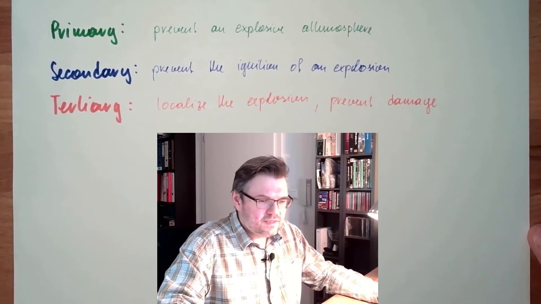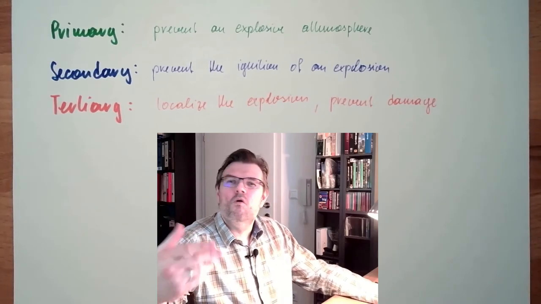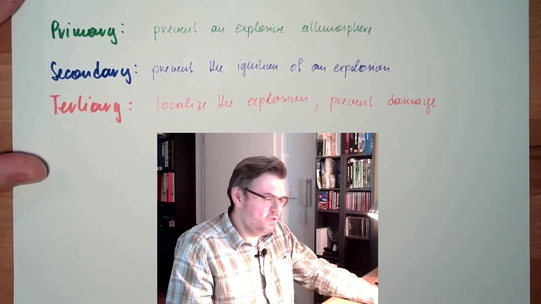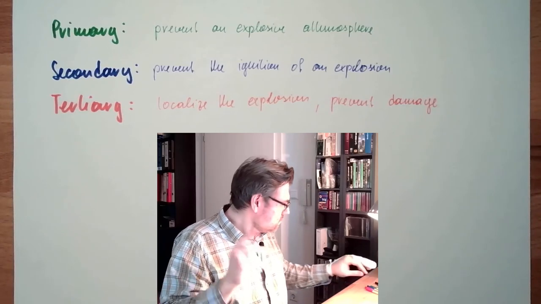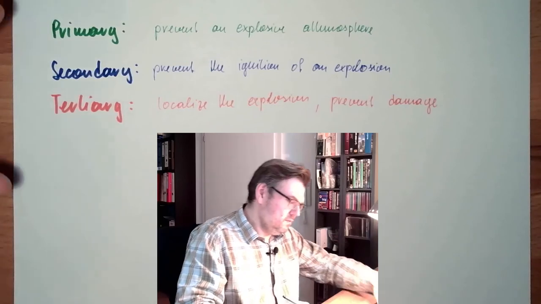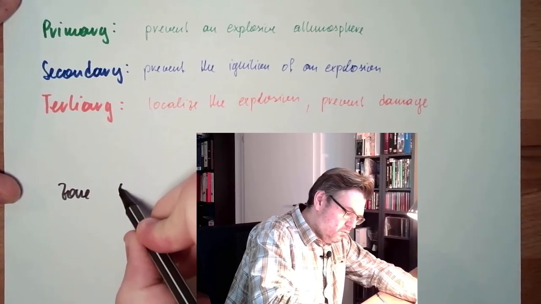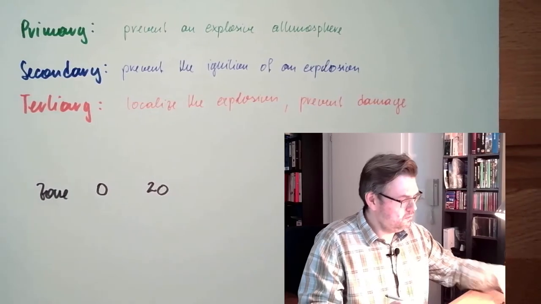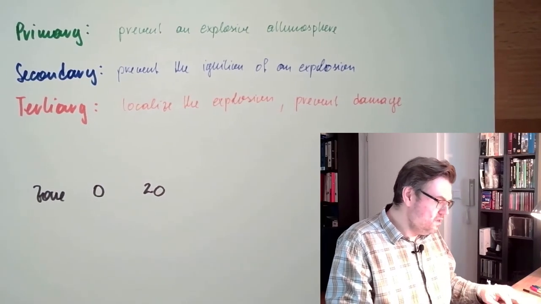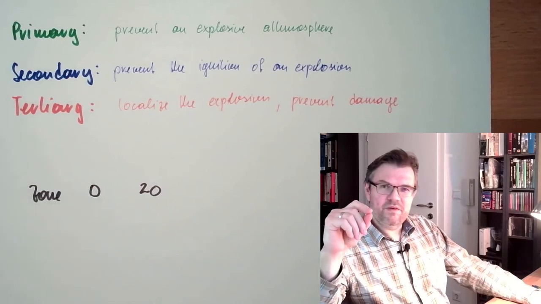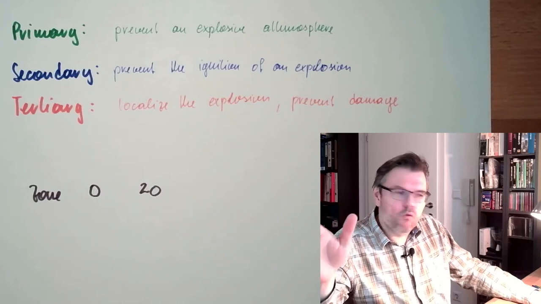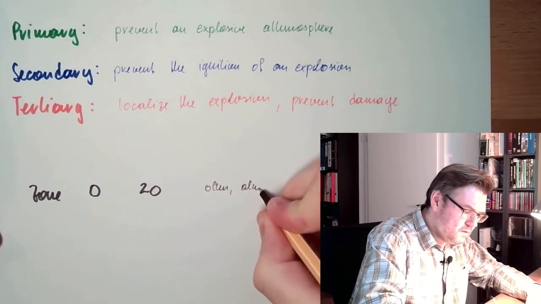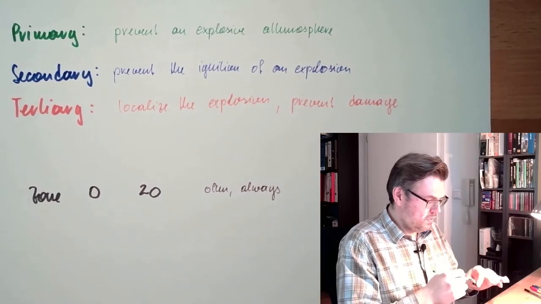Now, what is an explosive atmosphere, or how likely is this, or what if I'm in secondary, if I try to prevent the explosion? How often, when, where? There are zones defined. Zone 0, or if it's dust, it's called zone 20. This means in zone 0 there's the potential of an explosive atmosphere always or very often. Often or even always, we have an explosive atmosphere. This would be zone 0.